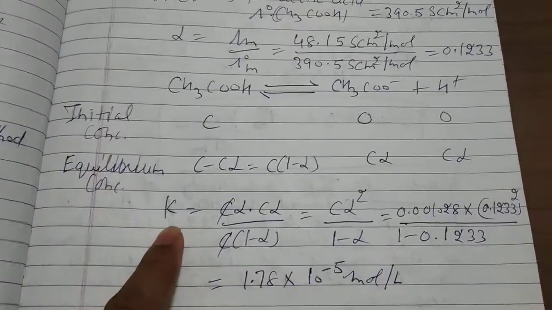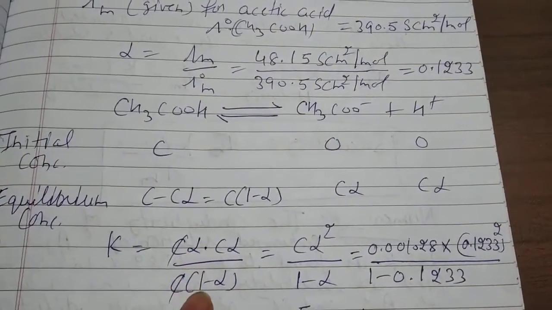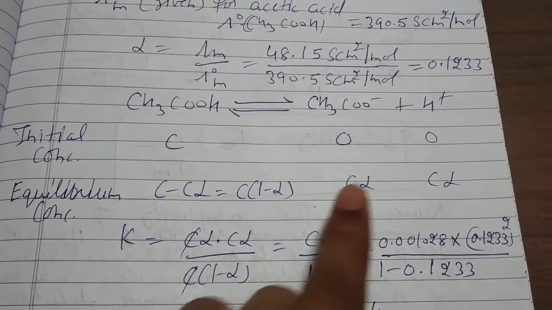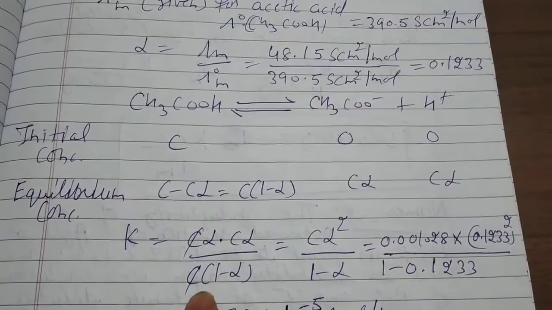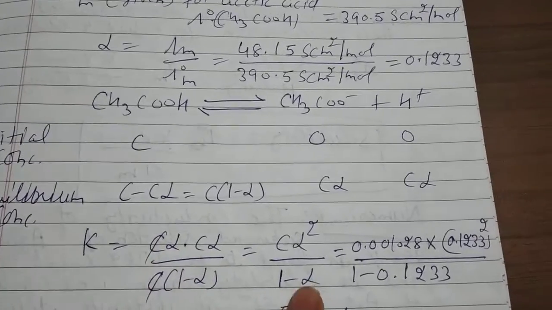So we know that the value of equilibrium constant is equal to molar concentration of all the products divided by molar concentration of all the reactants at equilibrium. So both the products are C alpha multiply C alpha divided by C(1 minus alpha). So C will cancel with C. So we have C alpha square by 1 minus alpha.